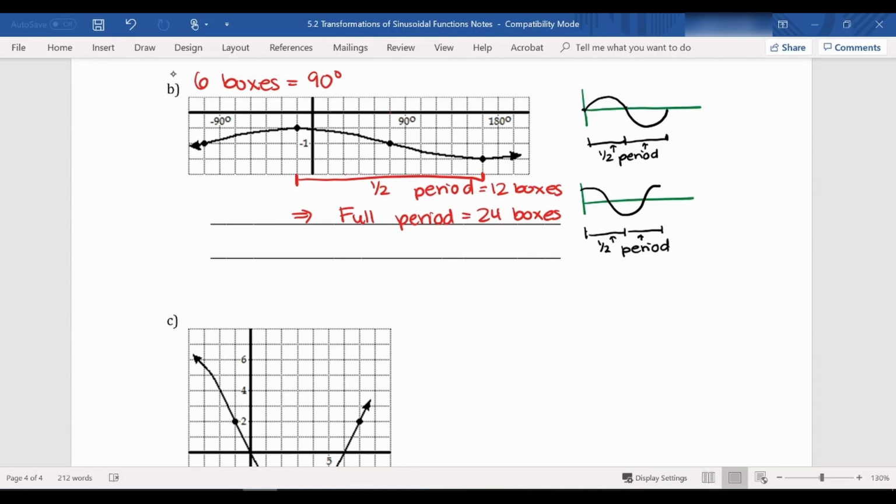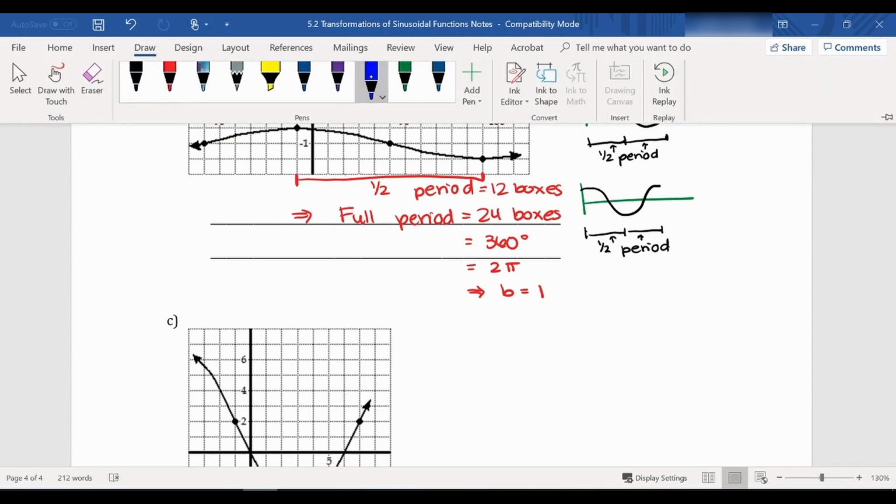360 degrees. Okay? Or 2 pi. So if my period is 2 pi, that means that my b is 1. Because my period is 2 pi over b, so my b must be 1.